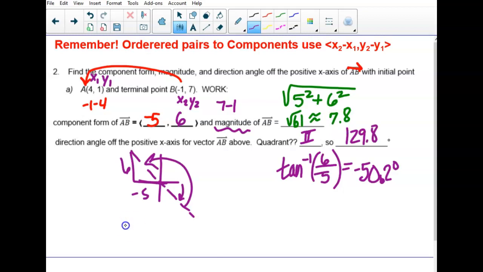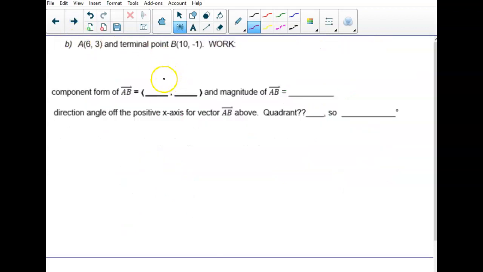Do we need to do another one of those, or at least the angle part? What do you think? Because I think it's a different quadrant. You tell me real fast. What's x2 minus x1? -10 minus 6. Make sure you're going in the right order. So it should be 4. And then -1 minus 3. So 4, -4. Anybody know that angle off the top of their head? Should be 45, but -45.